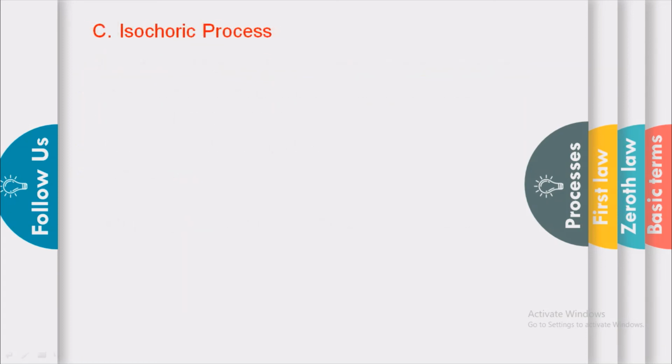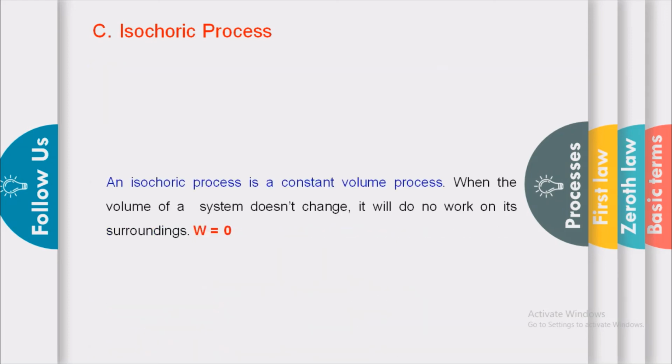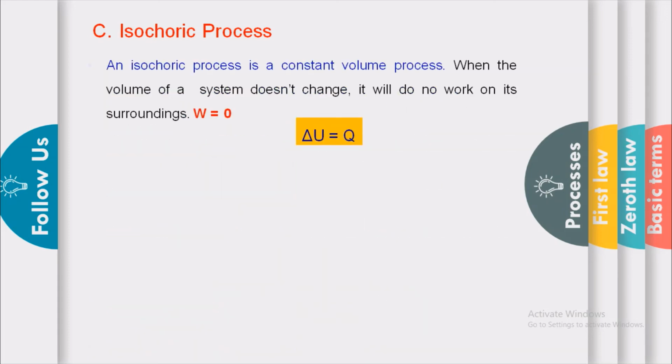Okay. Let us discuss the isochoric process. And this is a constant volume process. When the volume of the system doesn't change, it will do no work on its surroundings. So in that case W will be 0. And you will get the equation delta U is equal to Q. So heating gas in a closed container is an isochoric process.